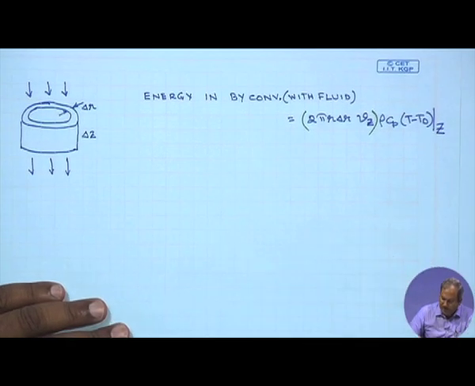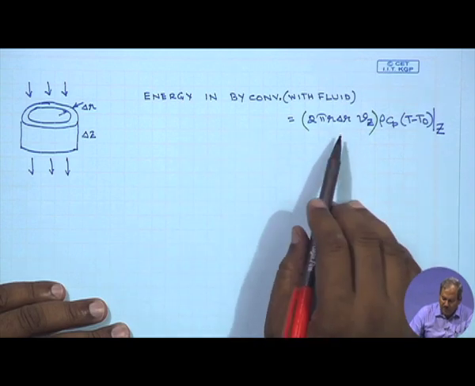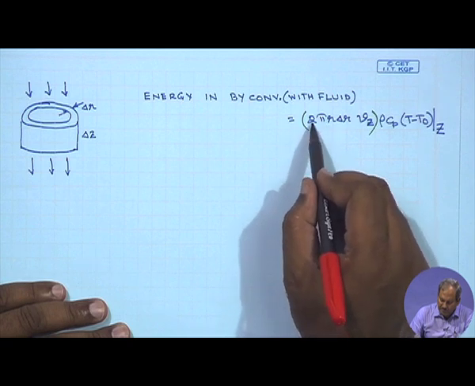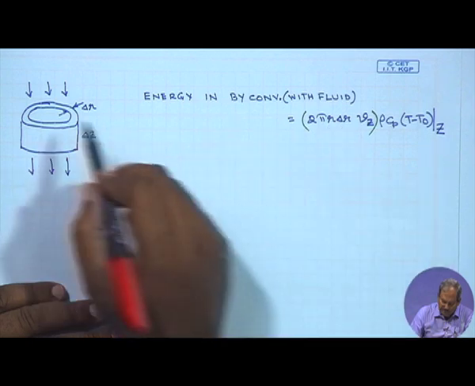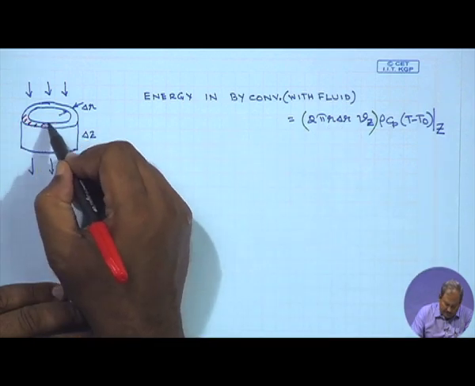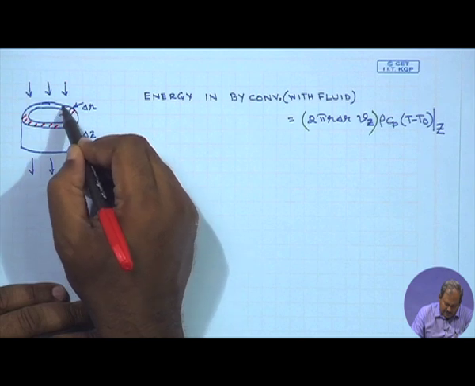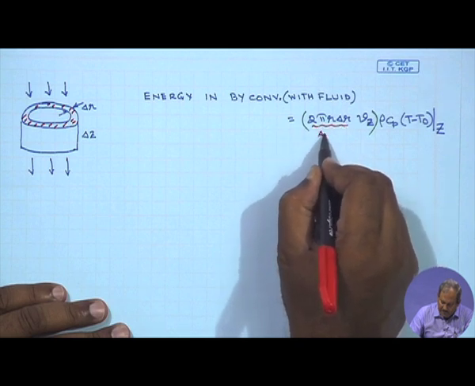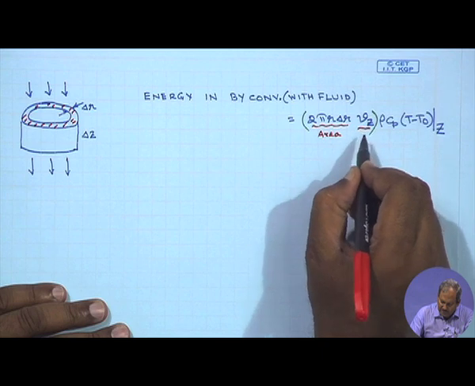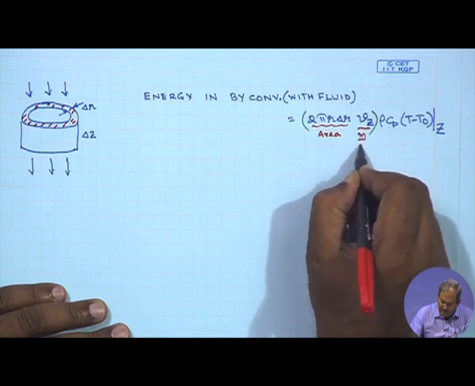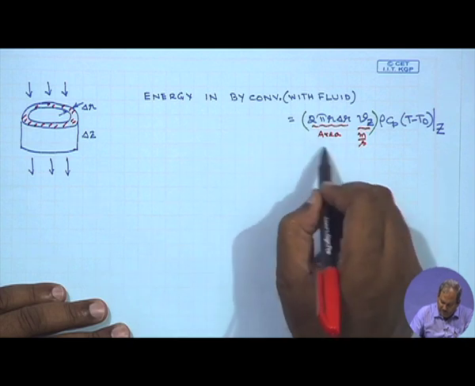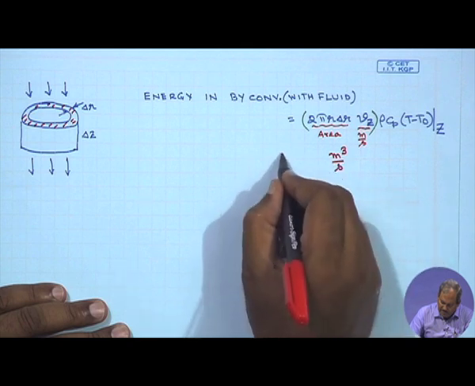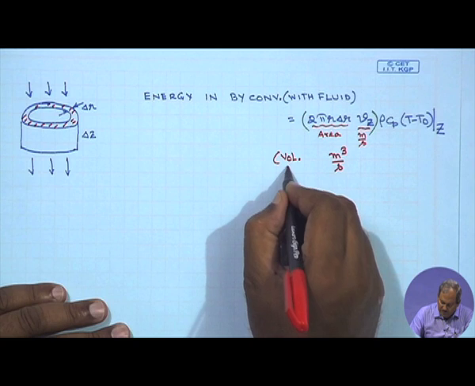Let me explain this once again, but I think you will remember from your study of fluid mechanics that 2 pi r times delta r is essentially this area. When you multiply the annular area with the velocity, which is in meters per second, these two together give you meter cube per second, which is nothing but the volumetric flow rate.